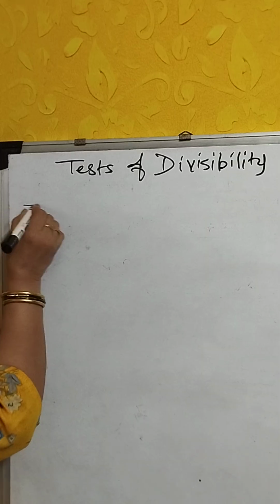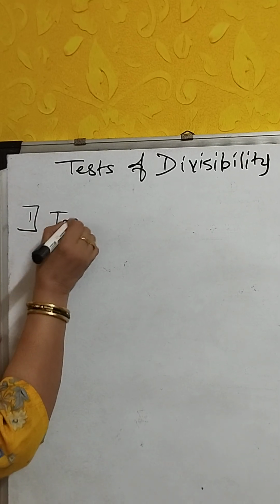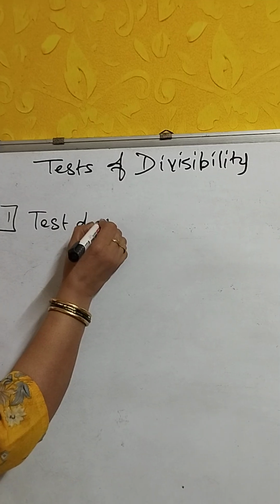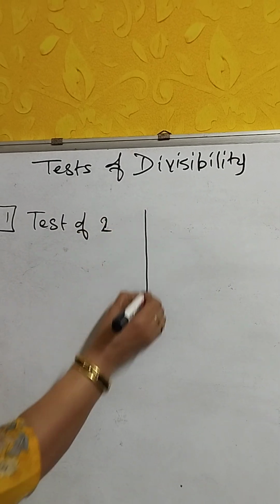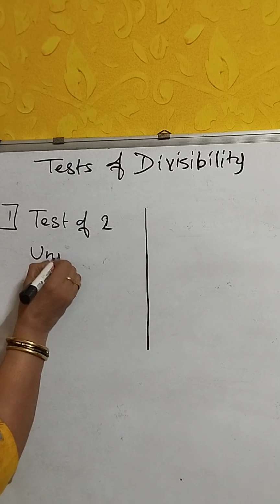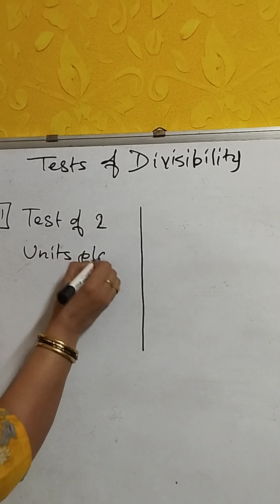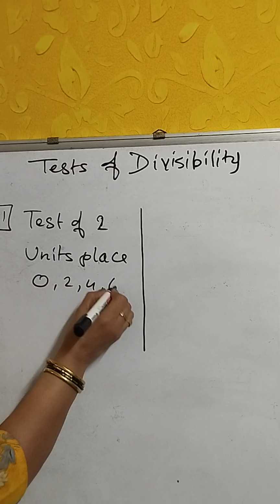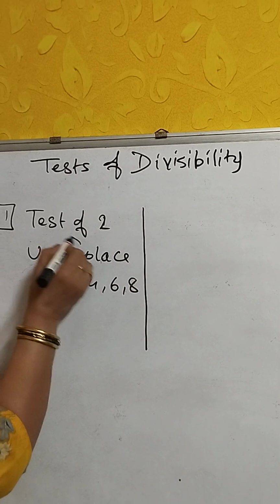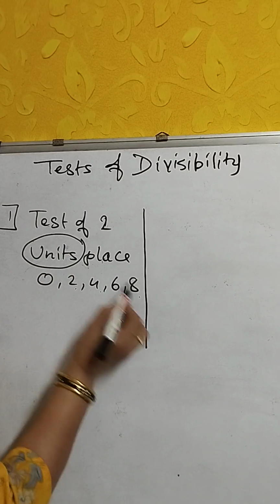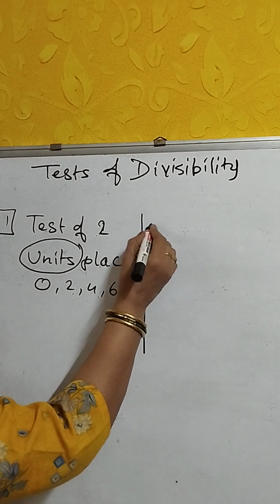Actually, first one, test of 2. Test of divisibility, that is test of 2. How to remember test of 2? If at units place there is 0, 2, 4, 6, 8, then the number is divisible by 2.